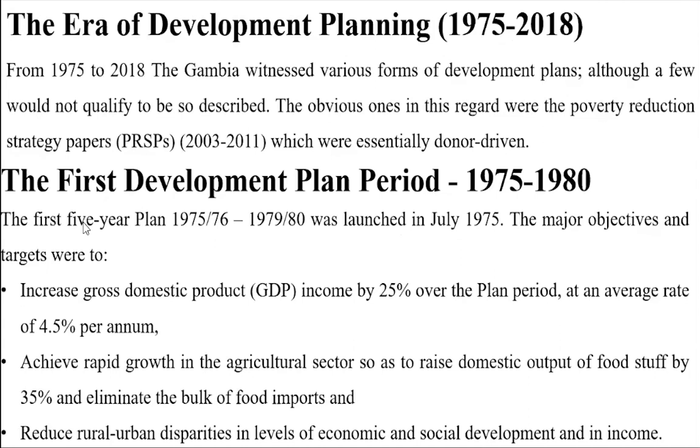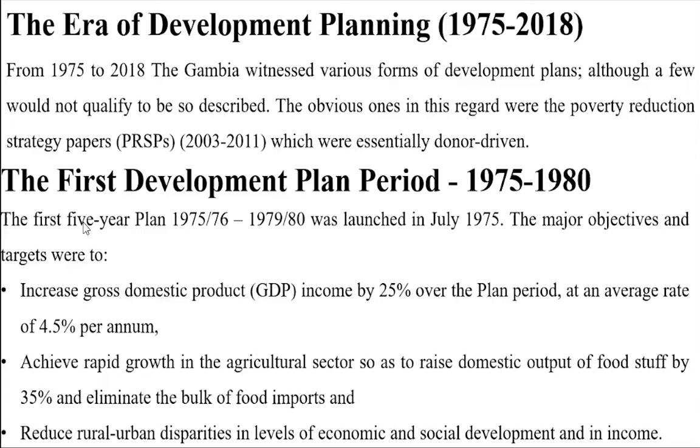Now, after that, we come to the era of development planning, right from 1975 to 2018. The Gambia witnessed various forms of development plans during this period, although a few will not qualify to be so described. But the obvious ones in this regard were the poverty reduction strategy papers of 2003 to 2011, which were essentially donor-driven. But we can recognize 1975 to 1980 as the first development plan period.